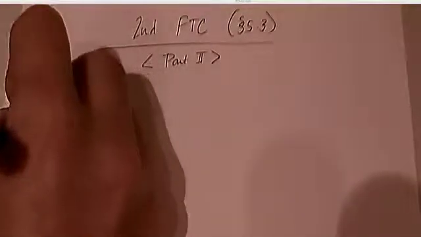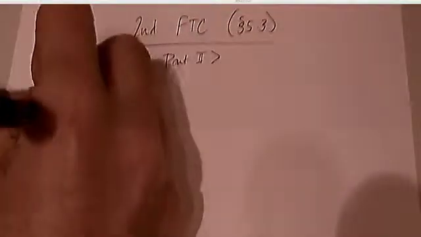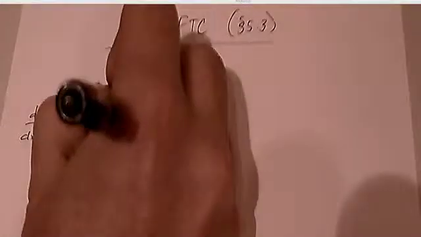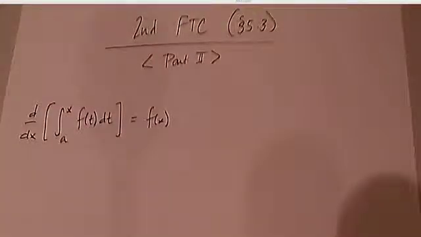We know that when you're taking the derivative from a to x of f of t dt, the derivative of that is just f of x. And that should make sense intuitively the moment you realize that differentiation and integration are inverse operations, for the most part.